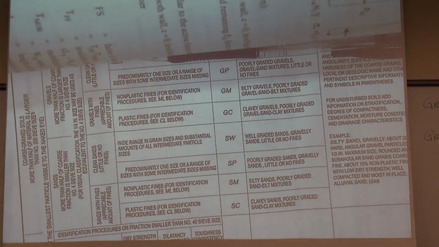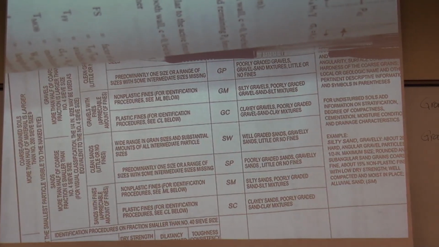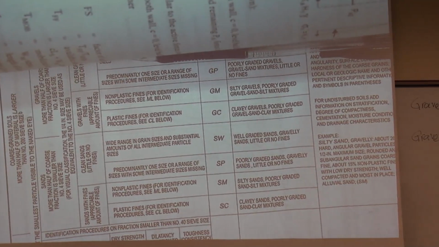But if you have fine contents more than 12%, you have to check the properties of the fine portion too. So you have to add a symbol for that fine portion. So less than 5%, above 12%. Anything between these two values, between 5 to 12%, is called borderline soils. For those borderline soils, we have to use dual symbols.